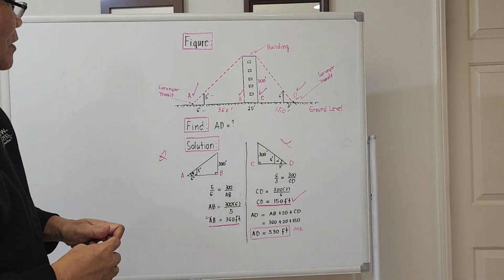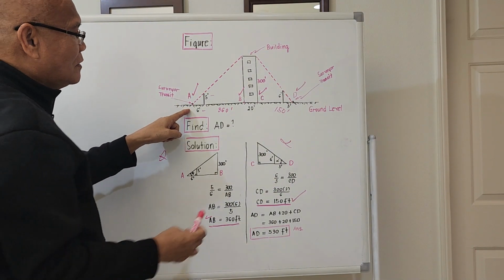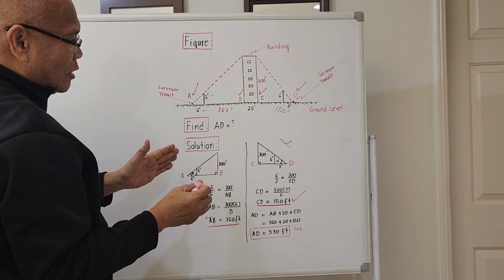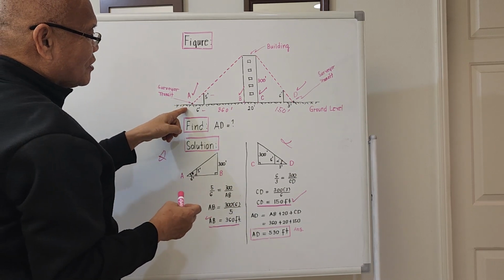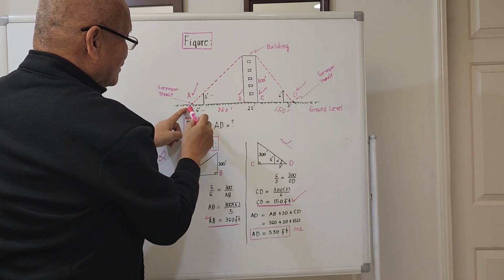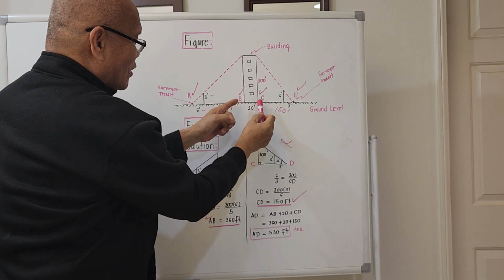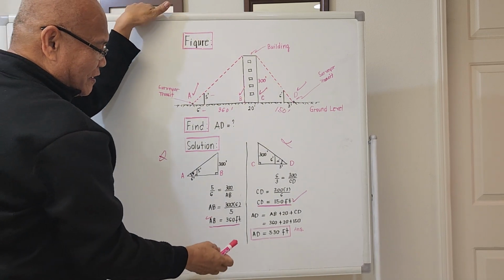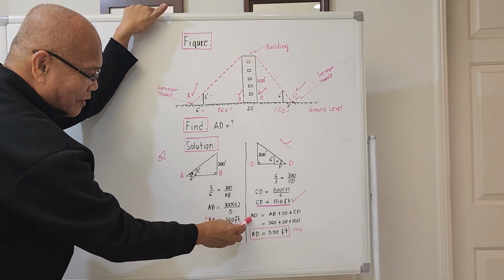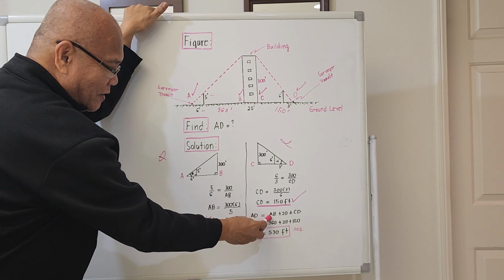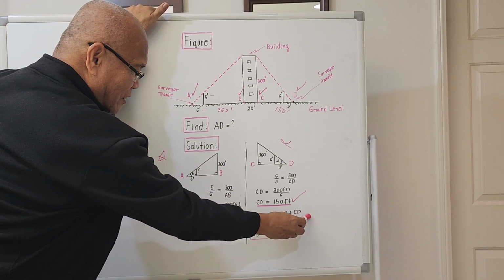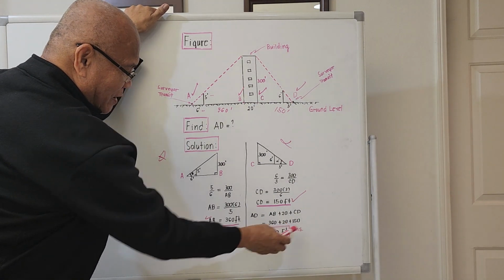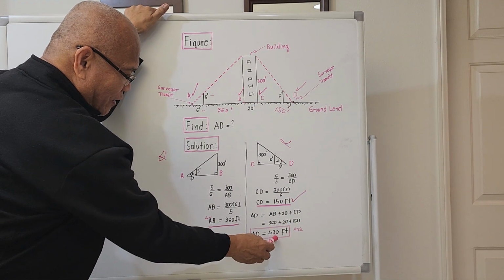And the problem is only asking the distance from A to D. So there's no problem. We can now formulate our last equation, that is the distance AD will be the distance AB plus the width of the building plus the distance CD. The total distance from point A to point D should be AB plus 20 plus CD. So this should be 360 plus 20 plus 150. And the distance AD is actually 530 feet.